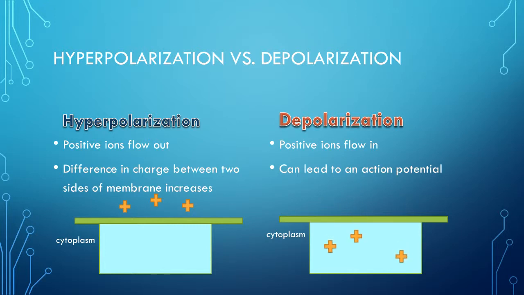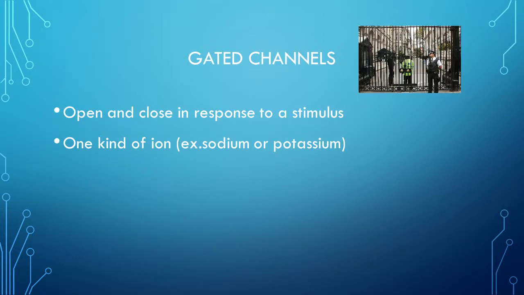Alright, so yeah, there's positive ions moving in. Alright, gated channels. Before we get into action potentials, let's take a minute to look at some gated channels. These are going to open and close in response to a stimulus and are going to allow one kind of ion to pass. So unlike the sodium-potassium pump, which transports two kinds of ions, these channels are ion-specific.